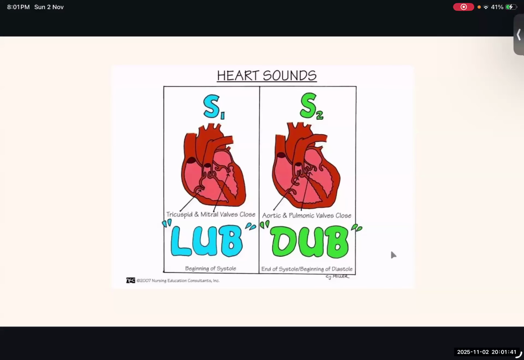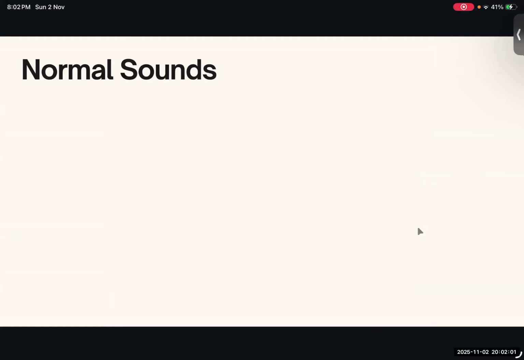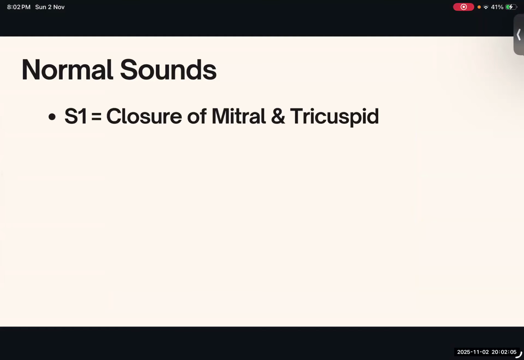So the S1 heart sound is produced by closure of the tricuspid and mitral valves, okay, by closing the atrioventricular valves, and the S2 heart sound is by the closure of the pulmonary and aortic valve. Let's talk about that again. So the normal sounds are going to be S1, caused by the closure of the mitral and tricuspid.